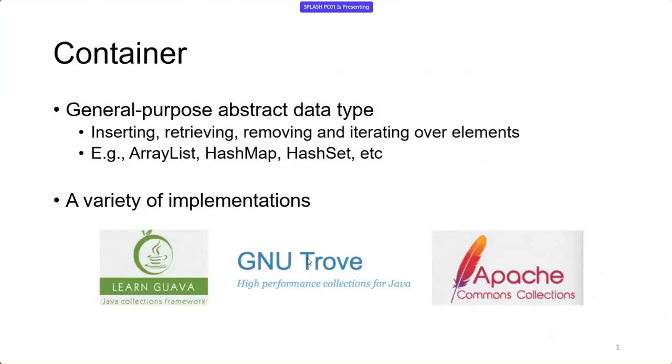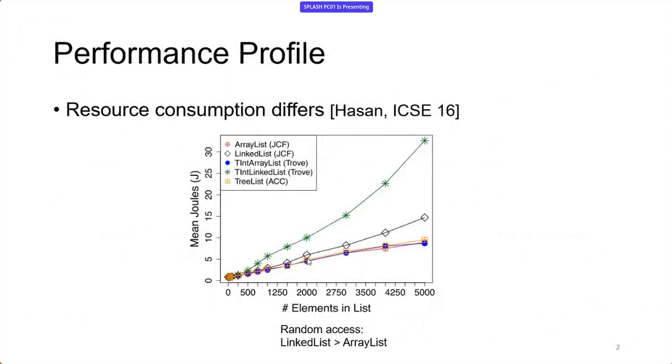Apart from the Java collection frameworks, there are many other third-party libraries that support different kinds of implementations, such as Guava and the Apache Collection Framework. Although these frameworks can support similar or the same functionalities of these data types, their performance can have big differences. For example, Hassan performed an empirical study on the resource consumption of container method calls, and they surprisingly discovered that their energy consumption has big differences.